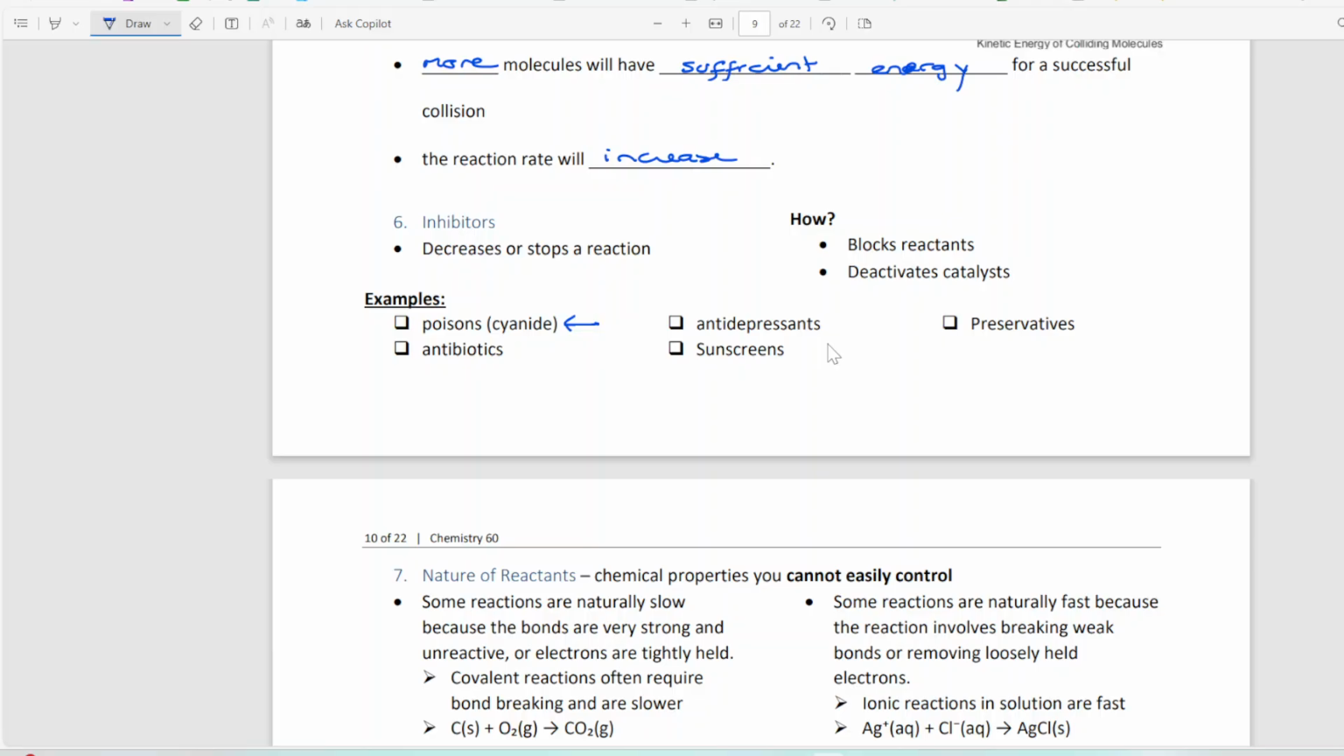We don't want to have that reaction on our skin. Preservatives, we don't want our food to be rotting, so we want to preserve it, which would decrease the reaction, the oxidation reactions. How do they do it? Well, there's two ways. They can block a reactant, so they can stop something from being able to get to the reaction, or they can deactivate catalysts, right? That's all you need to know.